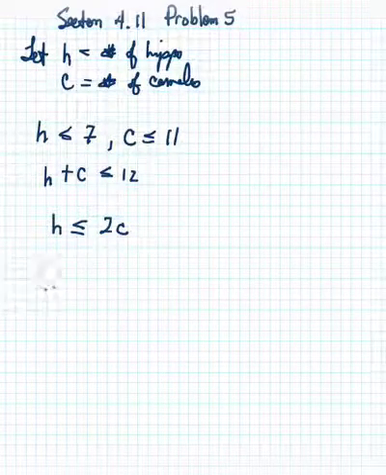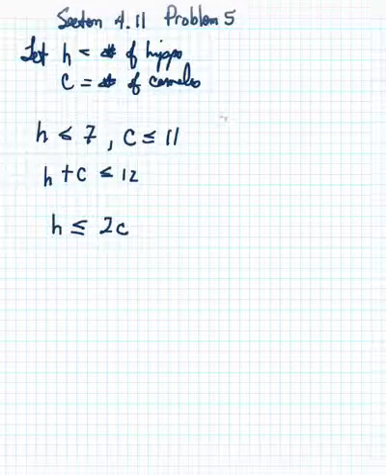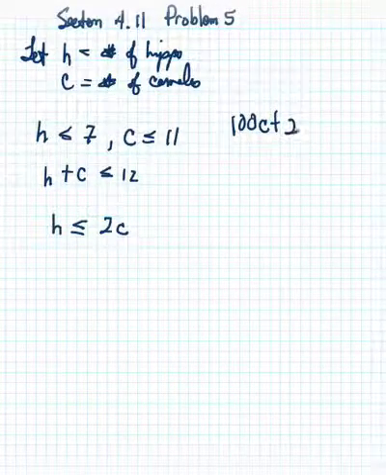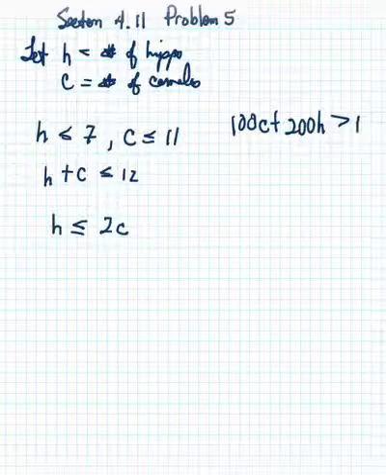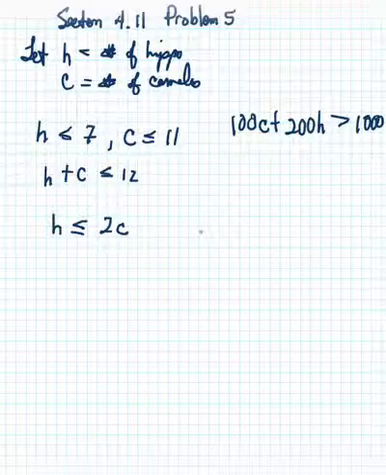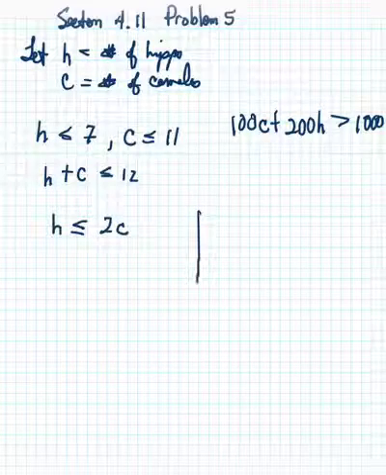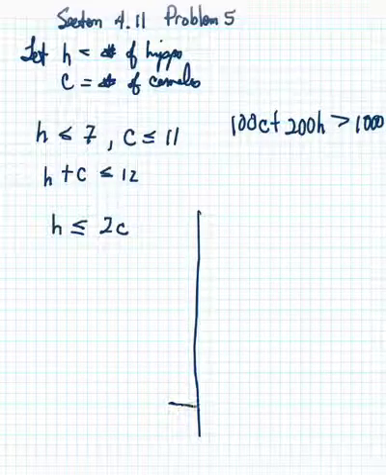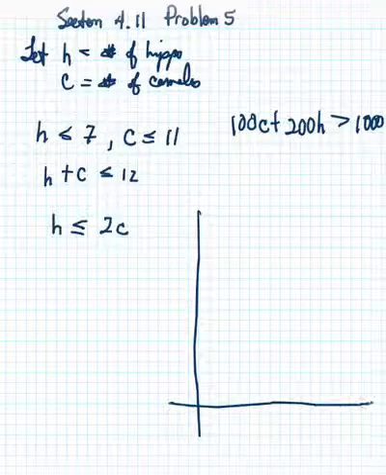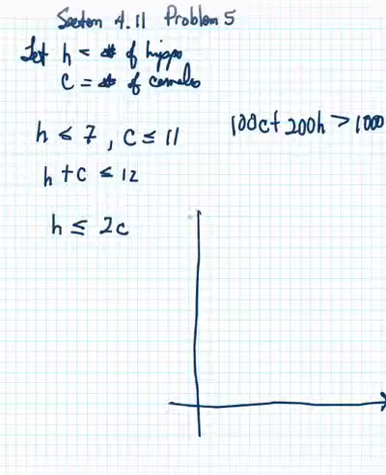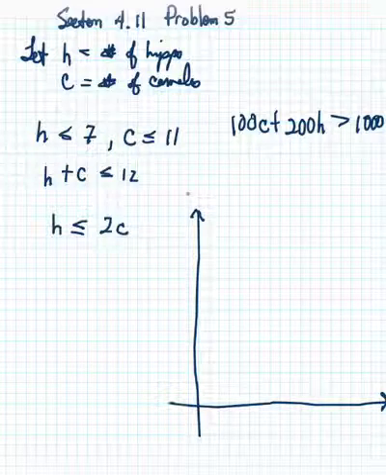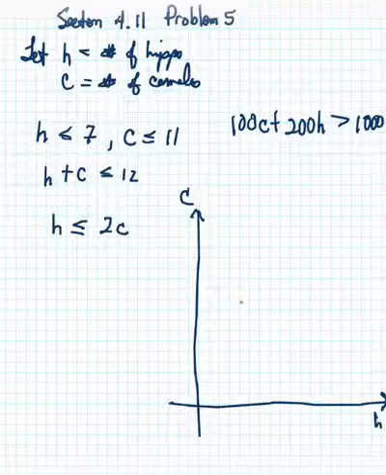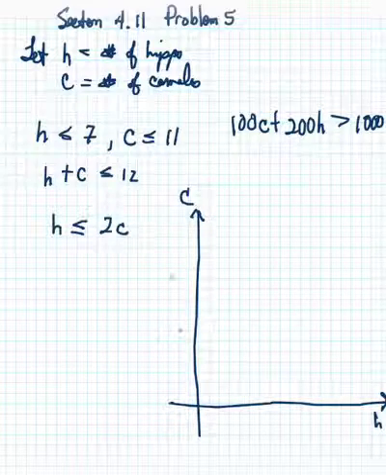100C plus 200H is greater than 1,000. Let's do that over here. 100C plus 200 hippos per day has to be greater than 1,000. Okay. This is going to be, it doesn't matter, it can be the hippos or the camels. Let's make this C, and we'll make this the number of hippos down over here. I don't know how the book did it, but just to show you, it doesn't really matter.